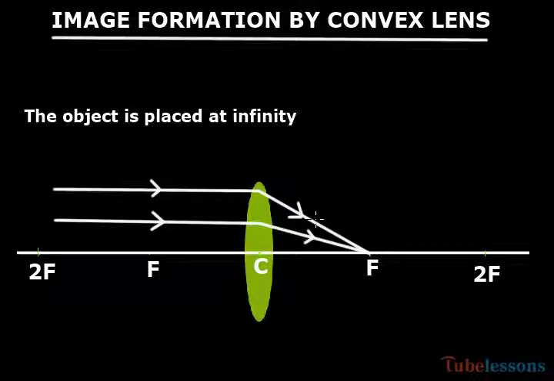Now we will go through the formation of image by convex lens. If the object is at an infinite distance, say the sun, these are the rays of light coming from the sun. These are parallel beam of light. They, after passing through the lens, converge on focus and a point image is formed. So in this case, the image will be point image.